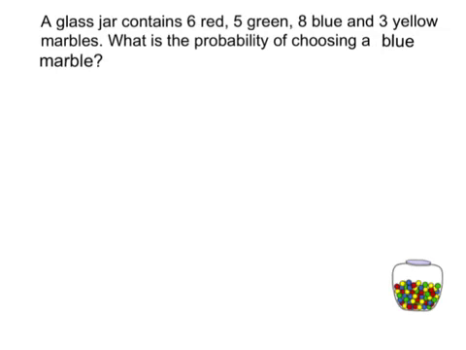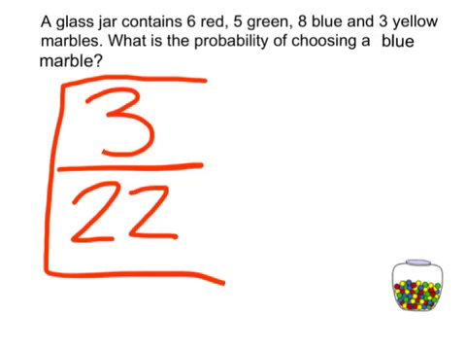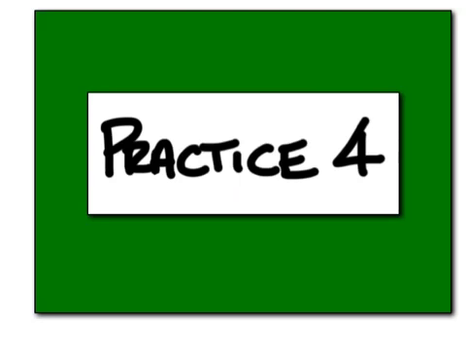Okay, for practice problem number 3, the jar contains 6 red, 5 green, 8 blue, and 3 yellow. How many ways are we going to be able to pull out a yellow? 3. Right, if there are 3 yellow marbles in the jar, then there's only 3 ways we're going to be able to pull out a yellow marble. What are the total number of outcomes? 22. Right. It will be 22 because there are 22 different marbles in the jar. We can't reduce this, can we? No, so that should be our final answer.